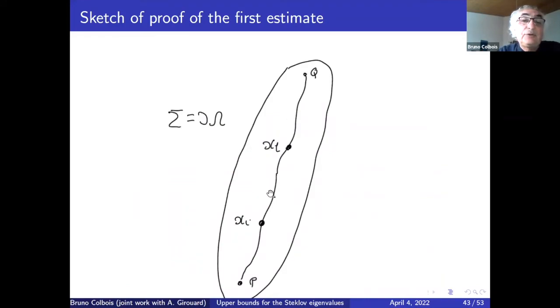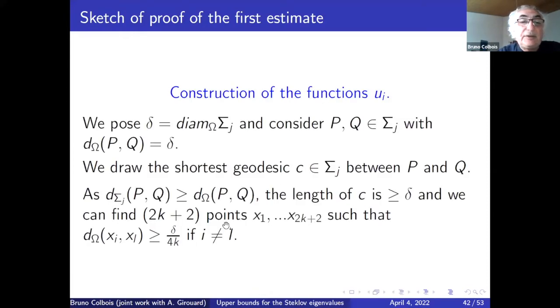I want to construct 2k plus 2 points, and it is reasonable to hope that the distance between each point is at least delta over 4k. This is what we do. And so each point will be the center of a ball; that is the potential support. So why 2k plus 2 and not k plus 1?